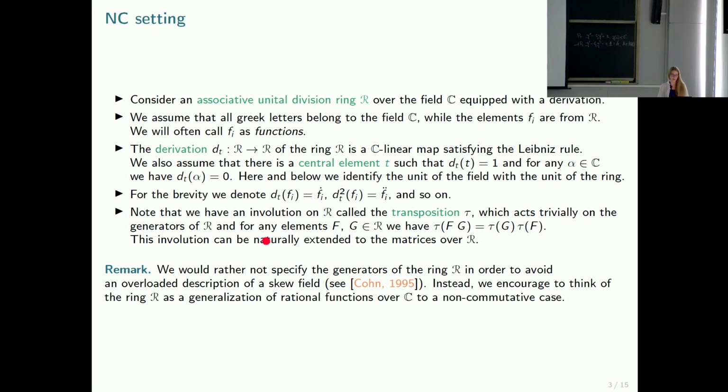The last thing in this setting is that on R, we have a transposition which acts trivially on the generators of R. And for any elements from our ring R, we have this formula for the action. I don't want to specify the generators of our ring, because this description will be much more complicated, but I encourage you to think of the ring as a generalization of rational functions over C to a non-commutative case.